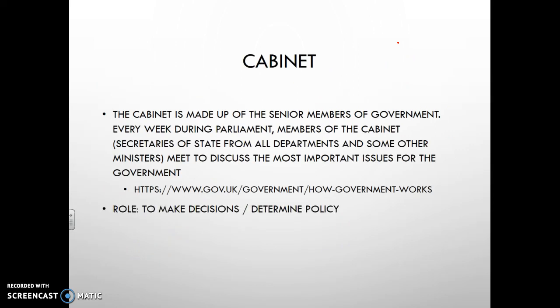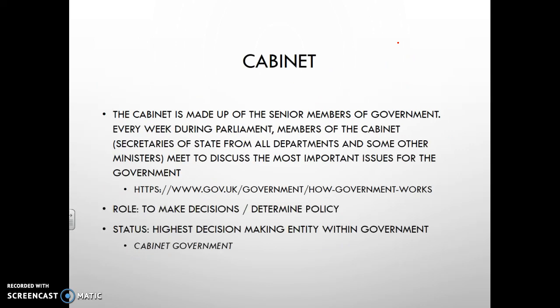So, Cabinet, here we go. The thing about Cabinet is that it has two particular roles. The most important one is this one, making decisions. That is to say that it has executive authority. The other aspect that it has is the implementation of that decision making, and that is administrative.